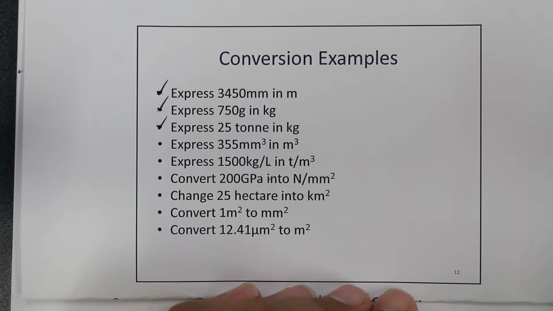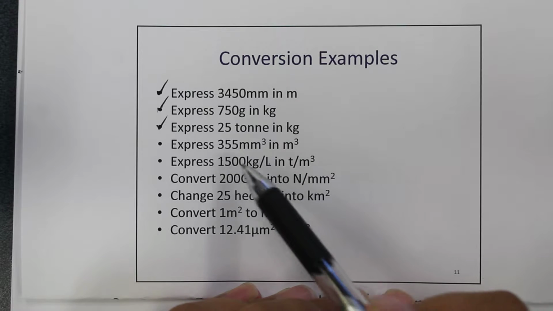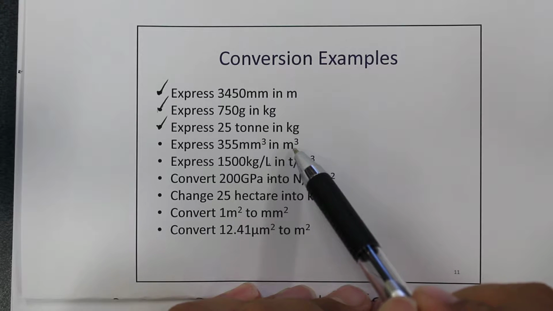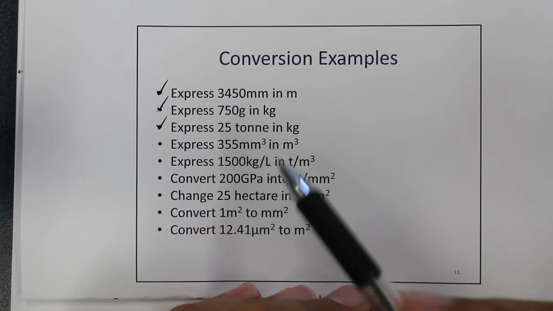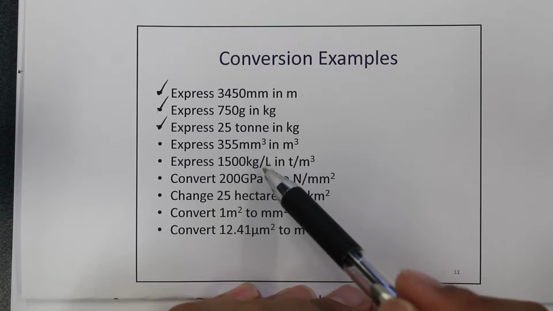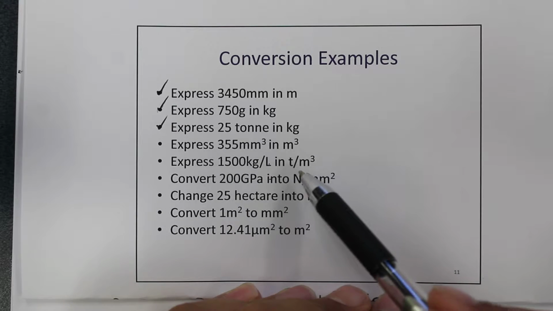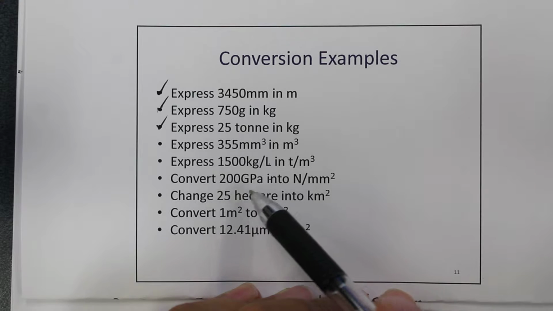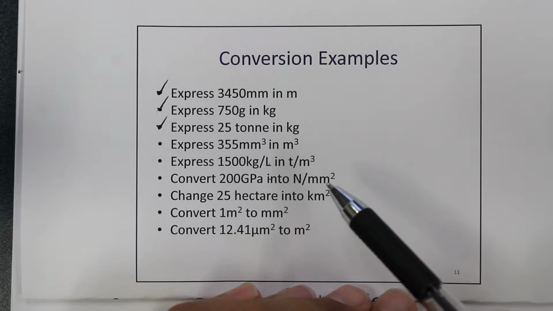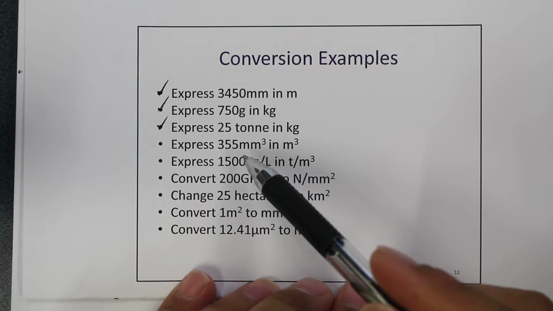Hi guys, in this video we'll be going through several conversions. I'll be converting from 355 millimeters cubed to the meters cubed unit. We'll express 1,500 kilograms per litre in tons per meter cubed, and convert 2,000 gigapascals into newtons per millimeter squared. Alright, so we'll start with the first one.